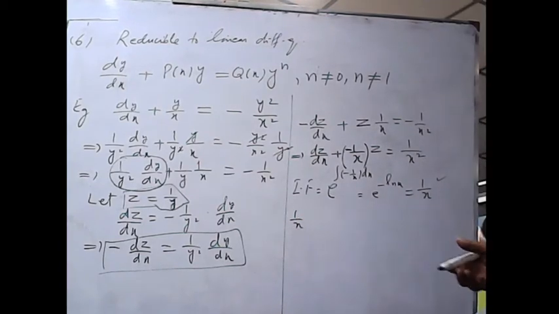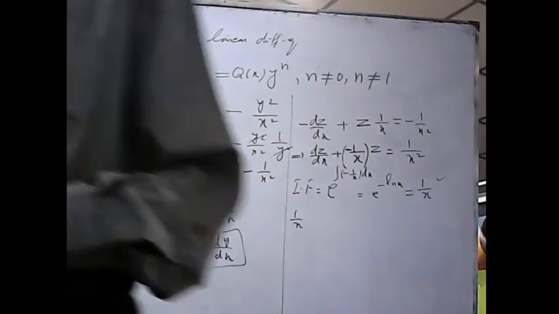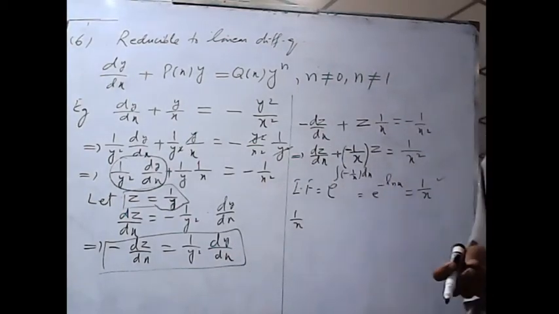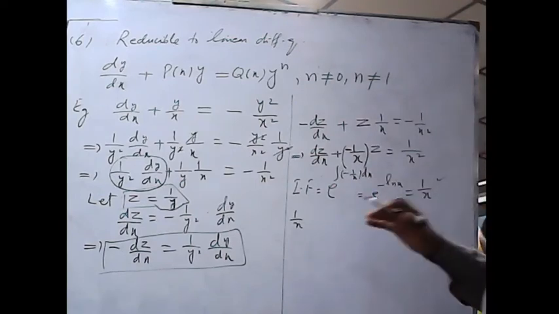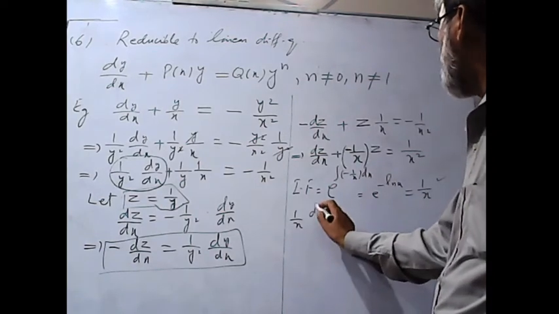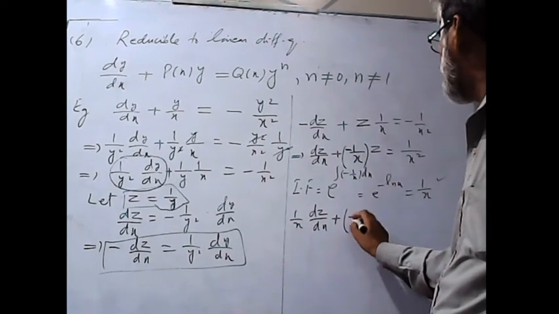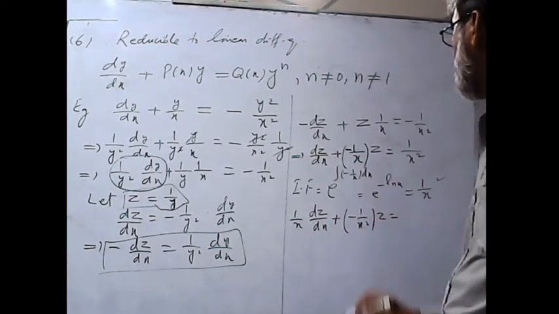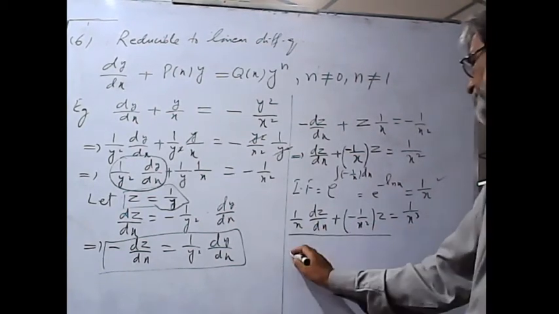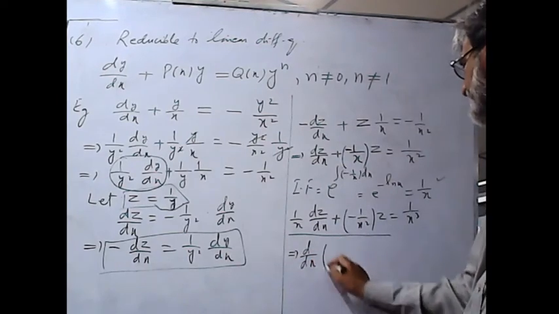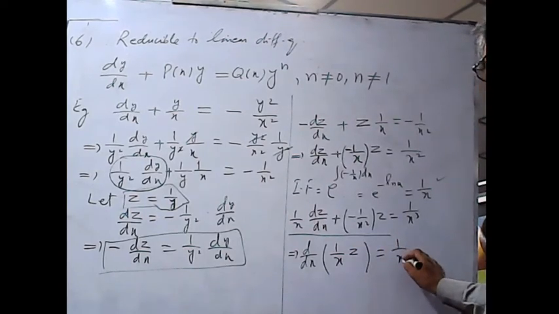These steps are repeated, just like in the previous equation: they find the integrating factor, then multiply the whole equation, then the left hand side becomes the exact differential of u into v. u is always the integrating factor, v always the dependent variable. Here the dependent variable is z, not y, because 1 upon y is equal to z. So 1 upon x dz by dx minus 1 upon x, 1 upon x square, then 1 upon x, 1 upon x cube. Now the left hand side maintains d by dx of 1 upon x, the integrating factor, multiplied by z, is equal to 1 upon x cube.